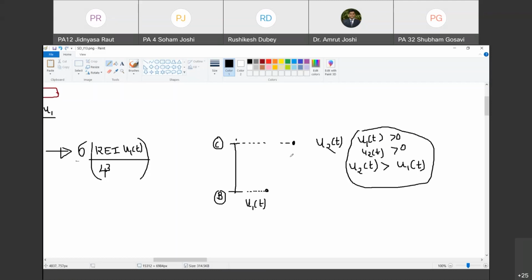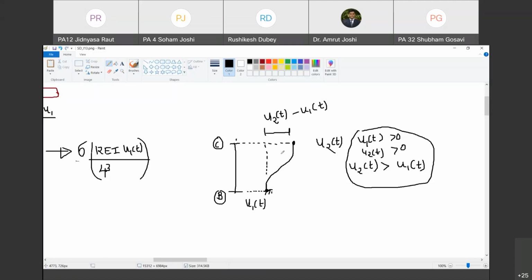Okay, so this is u2 of t. Now, what is the deformed shape of this column? Deformed shape of this column is something like this. Agreed? Yes, sir. Now, can you tell me how much this is? This is u2 of t minus u1 of t. Agreed? Yes, sir.